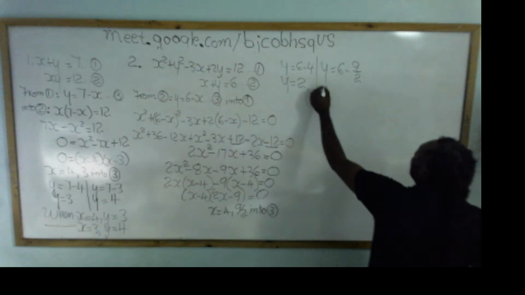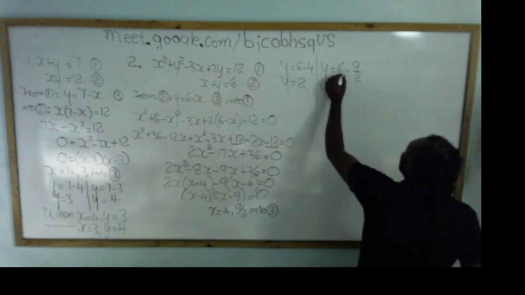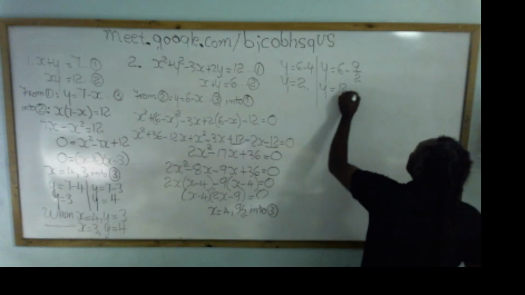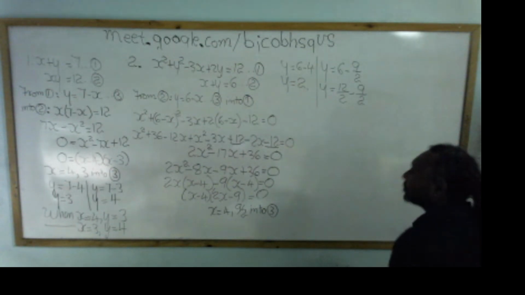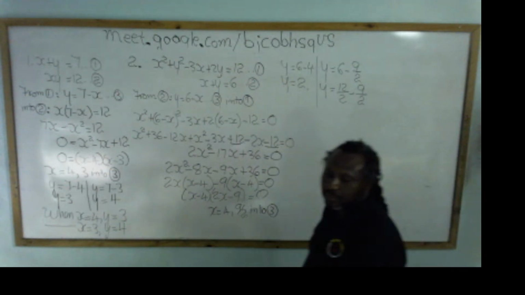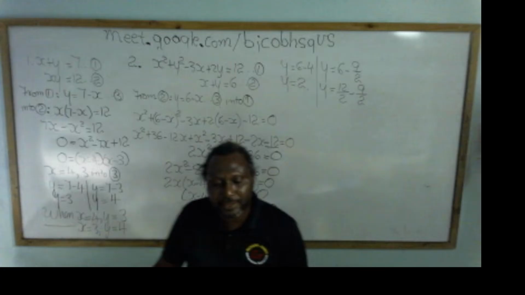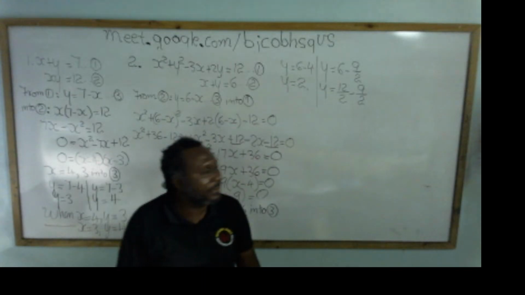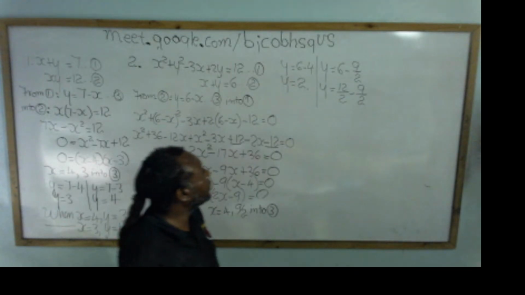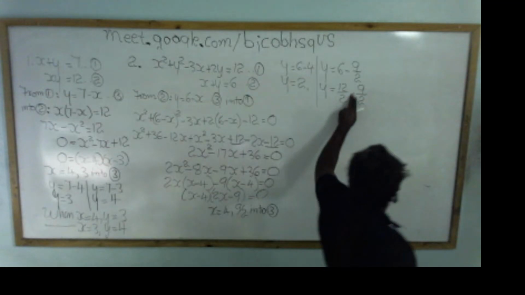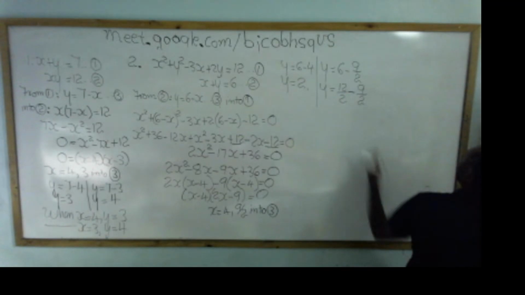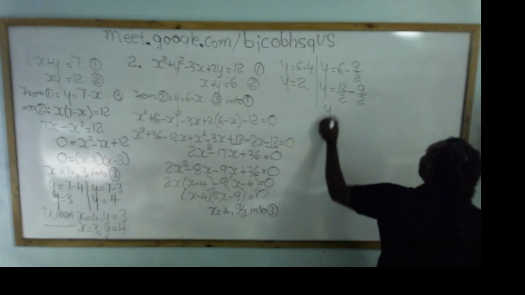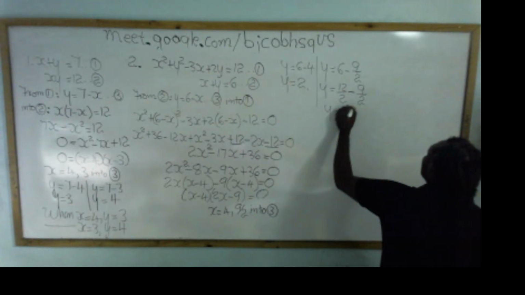I hope that you recognize that 6 is 12 over 2. Of course, if you divide 12 by 2, you're going to get 6. So there's no difficulty. It's the same 6, but we are writing it with a denominator so that we can manipulate it easier. So y is equal to 3 over 2.